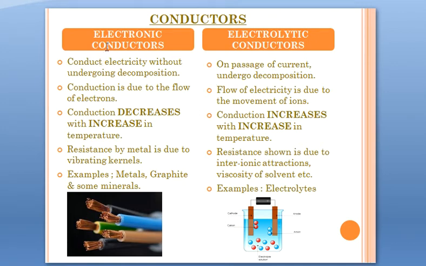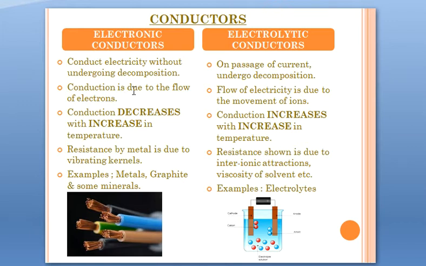The first one, these electronic conductors, they conduct electricity without undergoing decomposition. There will be no decomposition in that substance. We'll see then how conduction happens. Whereas on passage of current, electrolytic conductors undergo decomposition. In all the examples you have done so far, when you take a solution of electrolyte, they decompose into cations and anions. On this side, then, conduction is due to the flow of electrons.